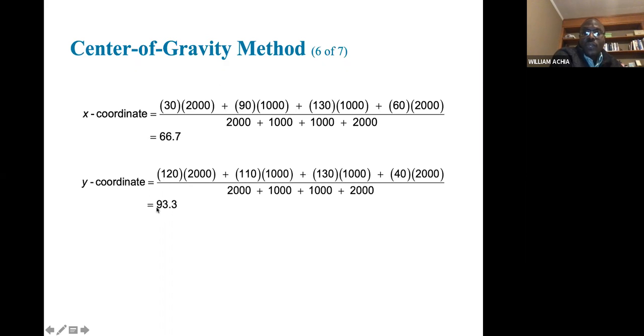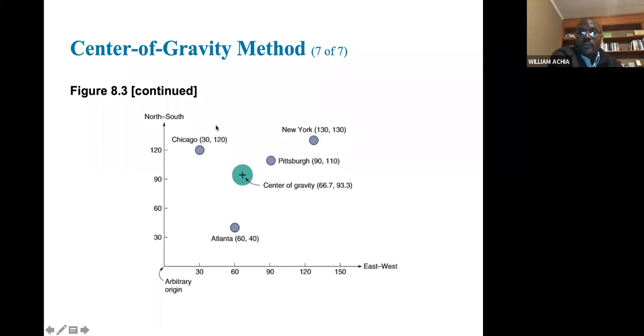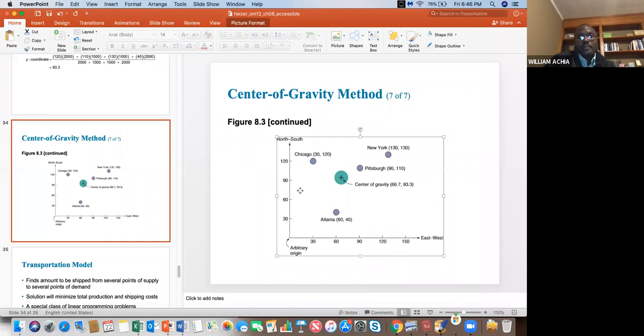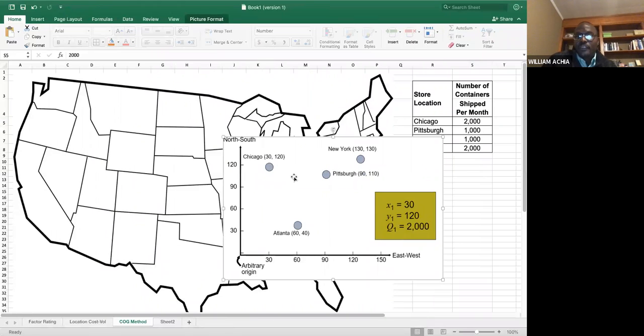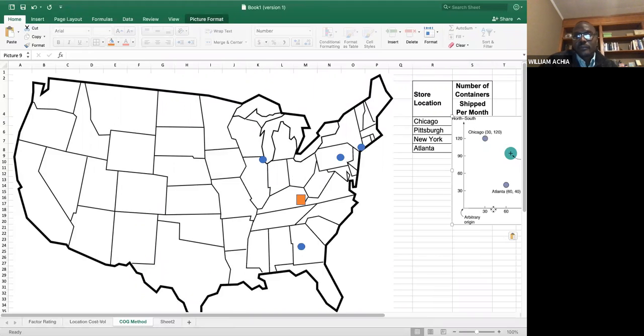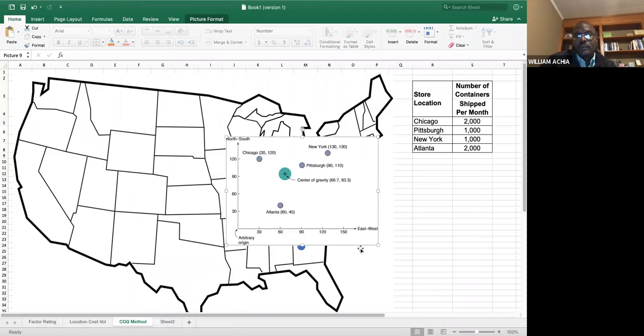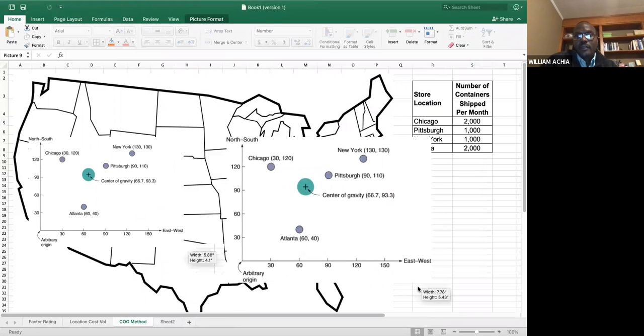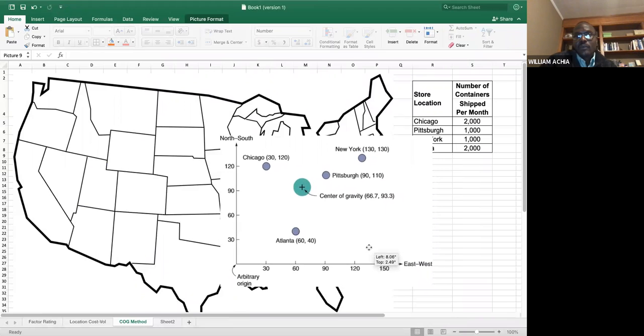Okay. So once you do that, you come up with what's called your center of gravity, the place on your map. Let me superimpose this on my map. So this is Chicago, and this then becomes what I would consider my ideal location to site a facility, distribution center, warehouse, whatever it is, or a manufacturing facility.